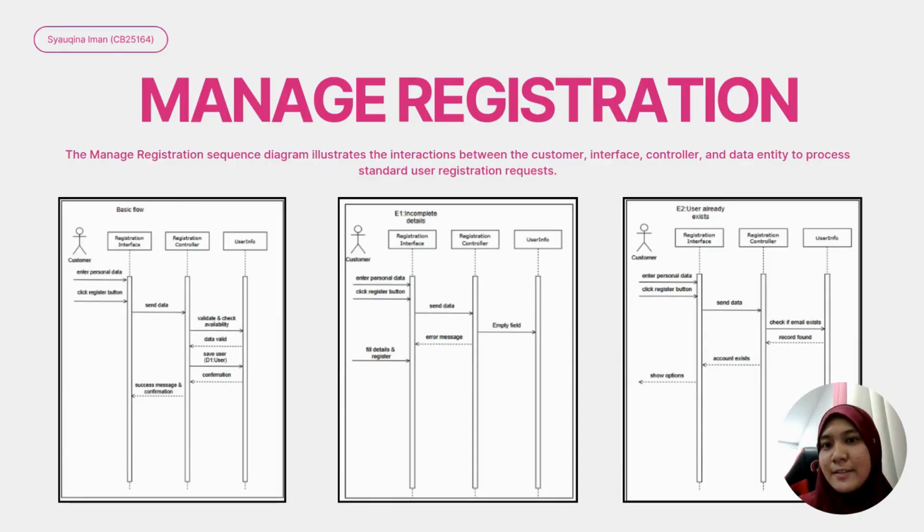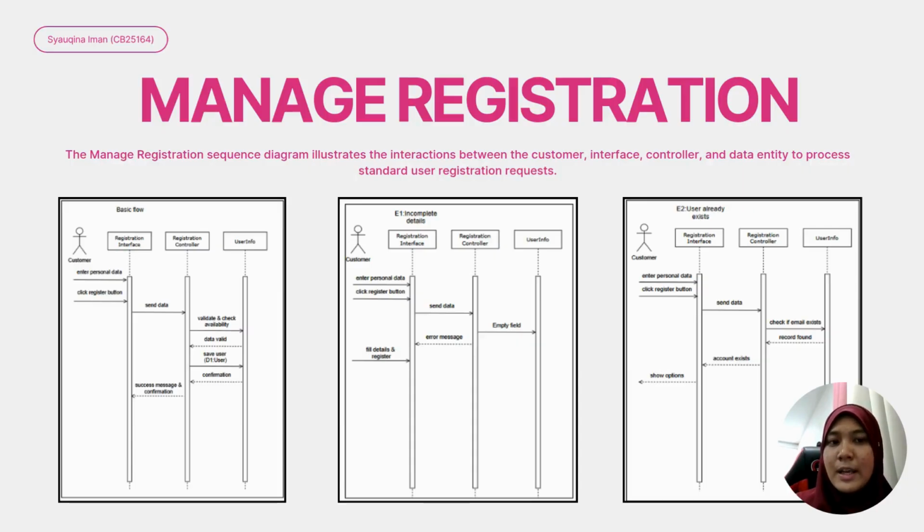For the manage registration sequence diagram, we have mapped out 3 different situations. On the far left is the basic flow. This shows what happens when everything goes right. A new user enters their information, and the system checks it, saves it to the user info table, and displays a success message. The other 2 diagrams handle errors.